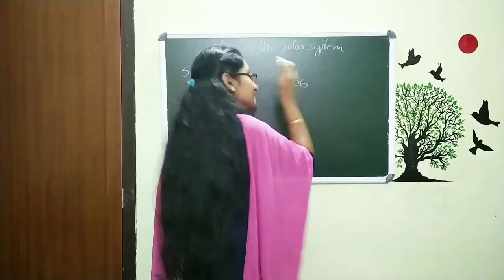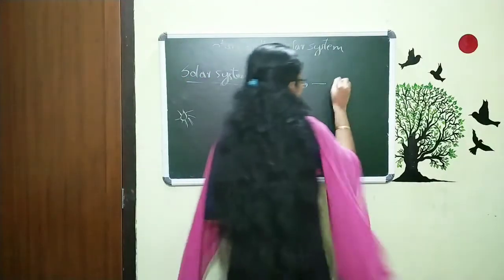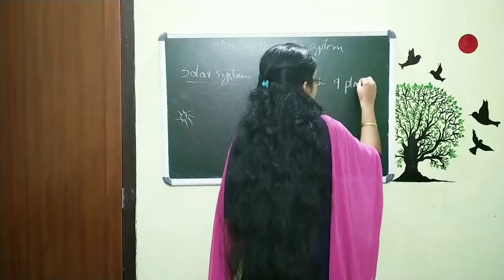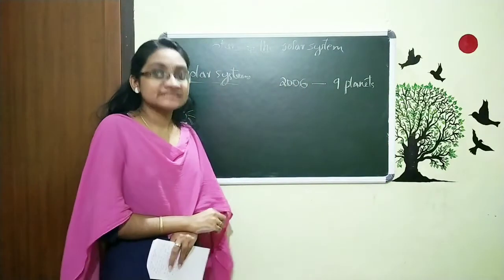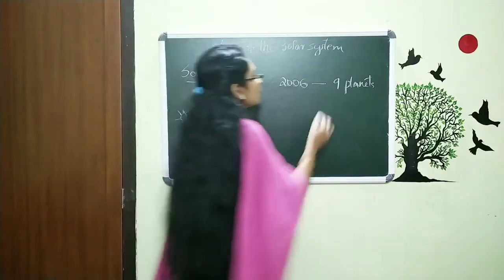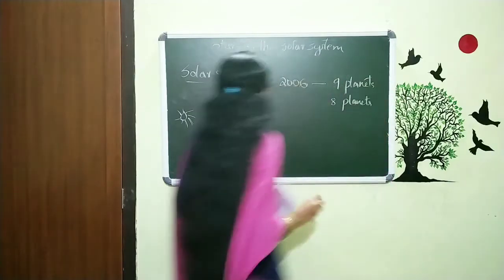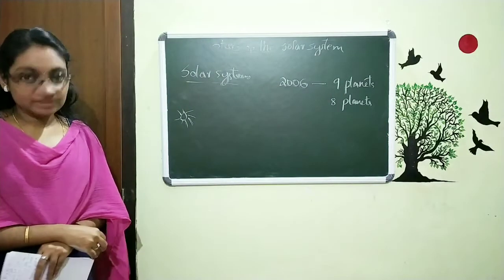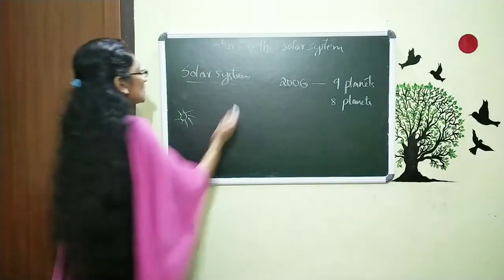Before 2006, or till 2006, we had 9 planets. Then the definition of planets got changed and one planet got expelled from the list, and now we have 8 planets. I already said that the order is important, so I am going to give you something to remember the order.